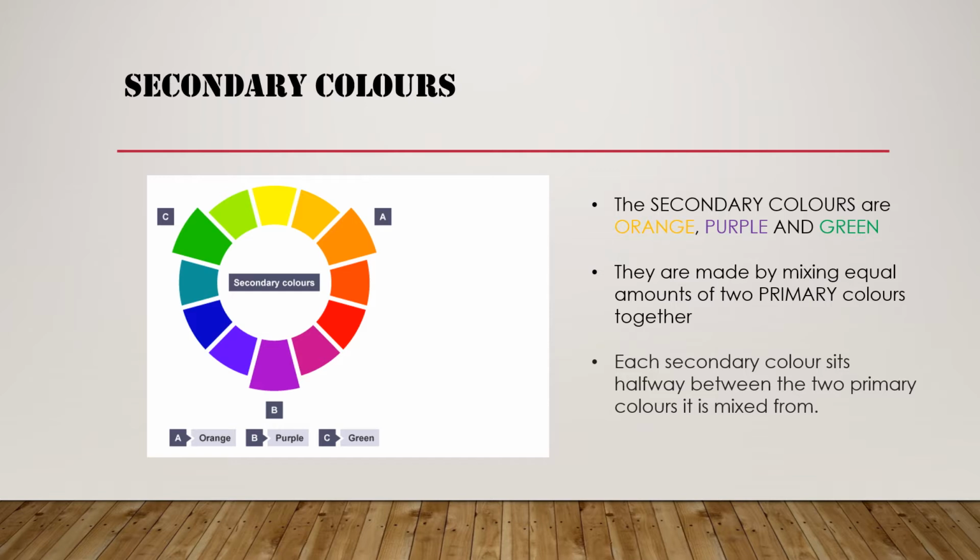We have three secondary colours, and these are orange, purple and green. You make a secondary colour by mixing equal amounts of two primary colours, and each secondary colour sits halfway between the two primary colours it is mixed from.